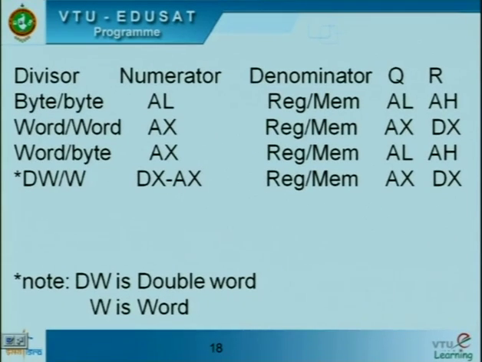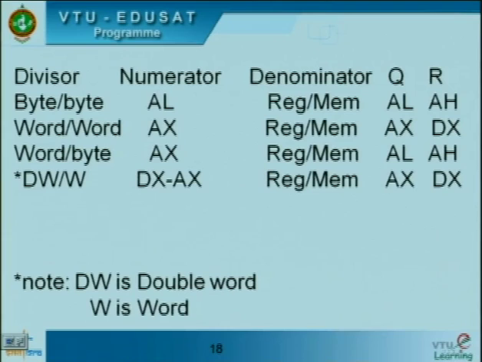So the quotient is available in AX register and remainder in DX register. When you are trying to talk about word by byte, that is 16-bit by 8-bit operation, numerator is AX register, denominator can be a register or memory, so which can be of 8 bits. So the quotient will be in AL register and remainder in DH register. Note, whenever we are trying to talk about double word, that means we are trying to talk about DX and AX combined together, which forms 32-bit register, divided by either 16-bit register or memory, and the result would be that the quotient is available in AX register and the remainder is available in DX register.